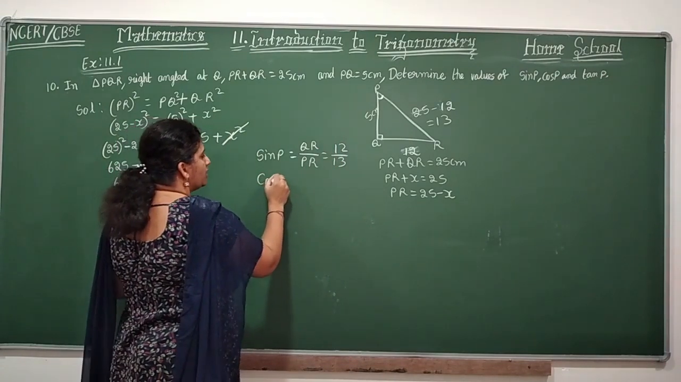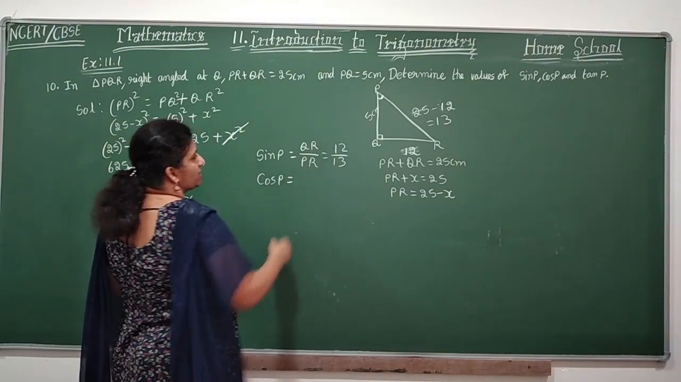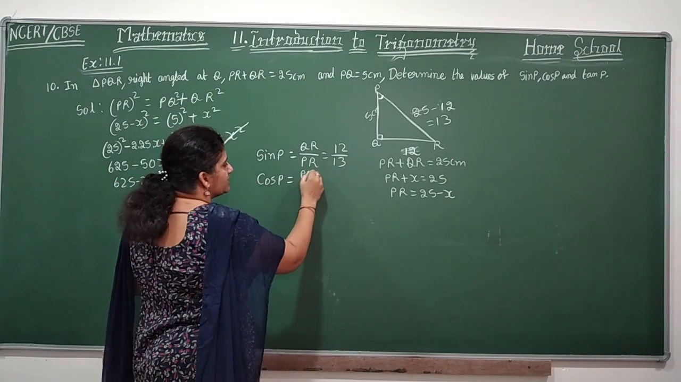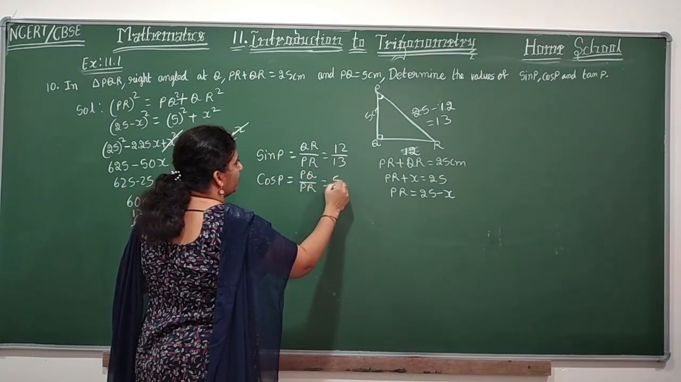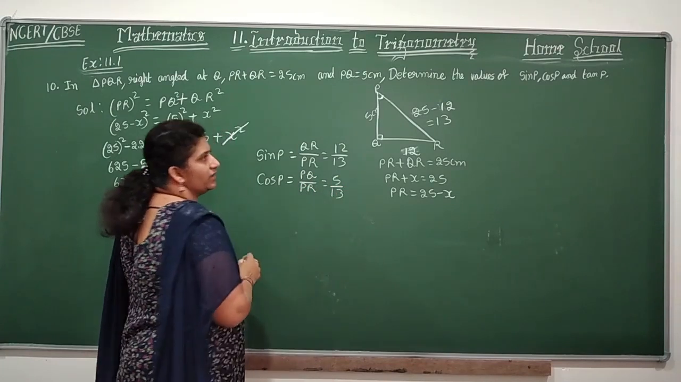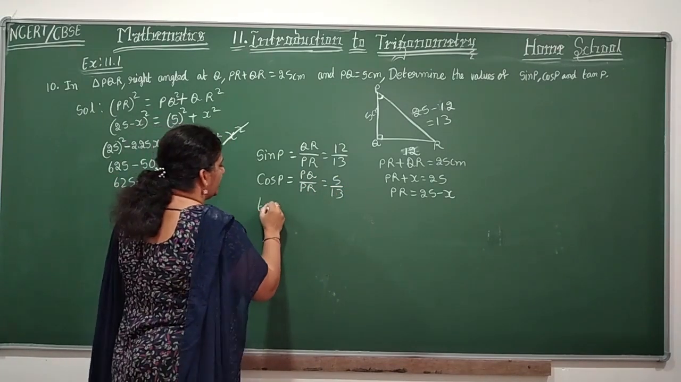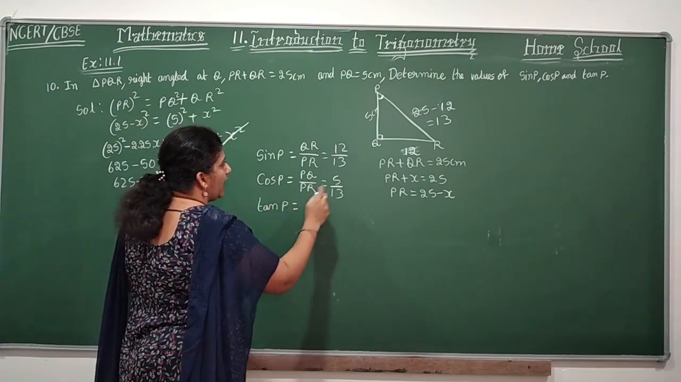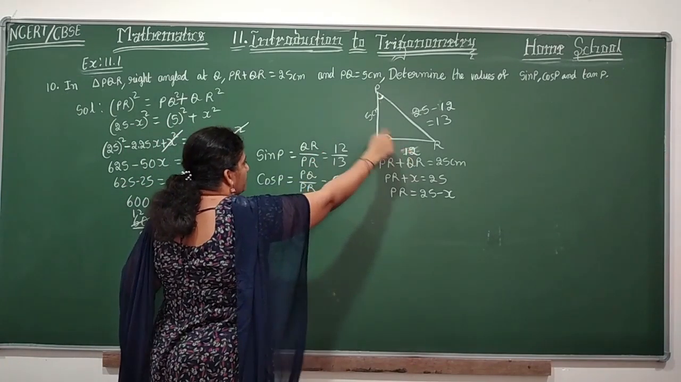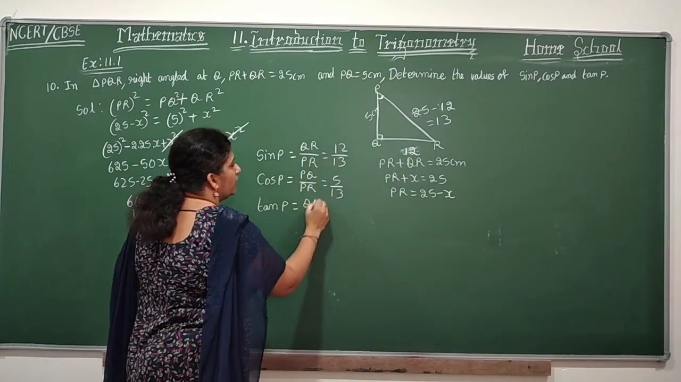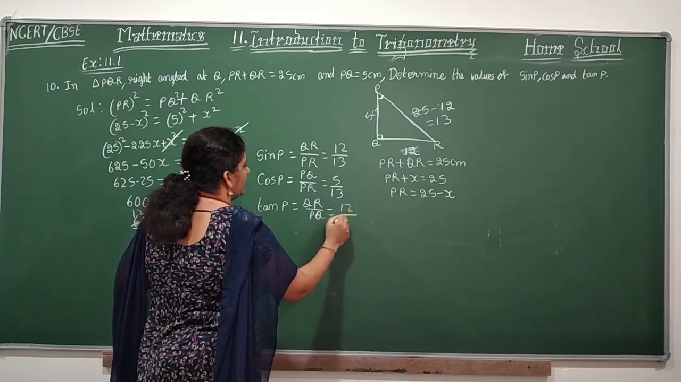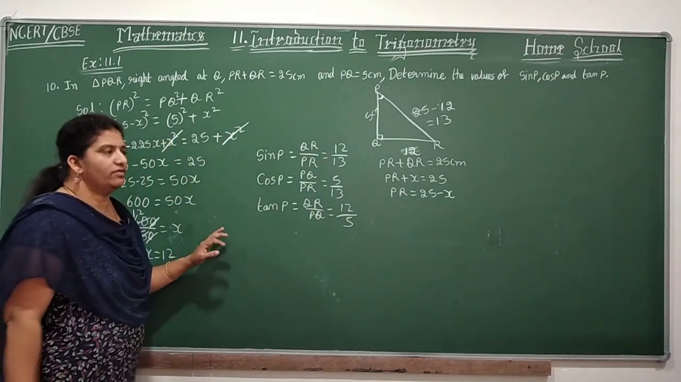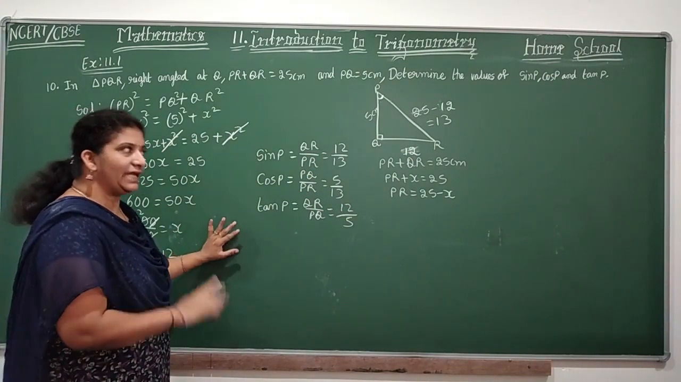Coming to your cos P. What is cos P here? Adjacent side by hypotenuse. That will be 5 by 13. Coming to your tan P. Tan P, opposite by adjacent. QR by PQ. That will be 12 by 5. Okay, this is your 10th problem.